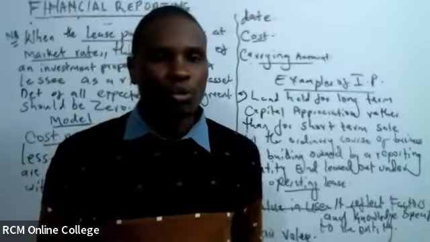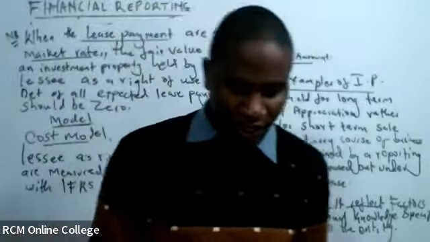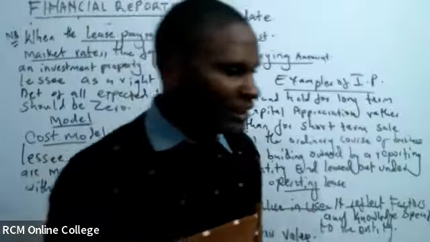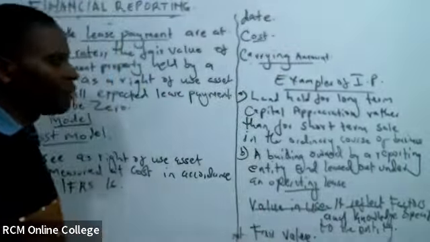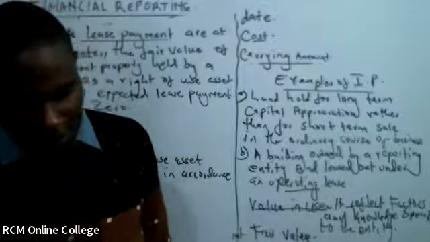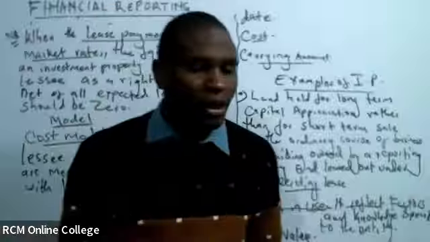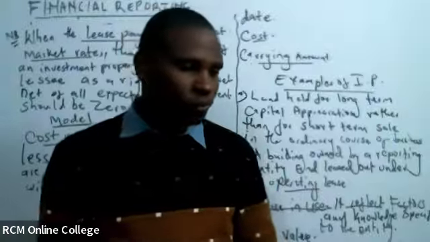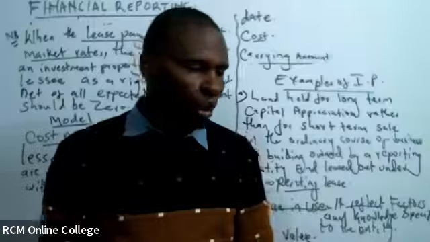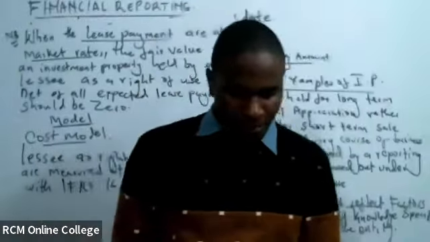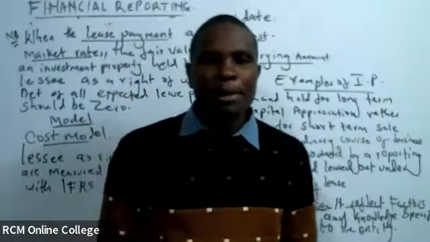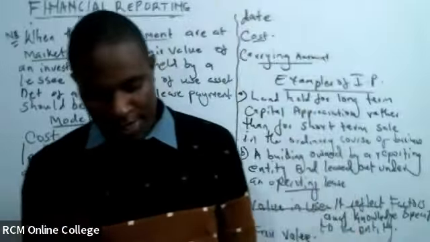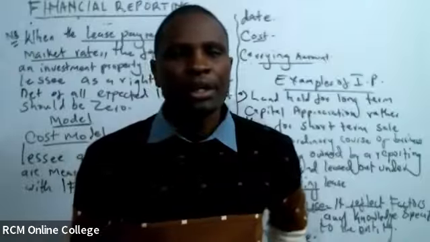Point number two, investment property should be measured at depreciated cost, less any accumulated impairment losses.